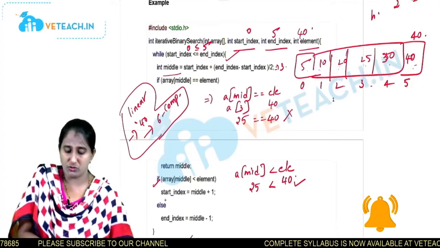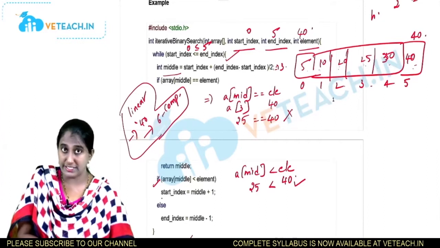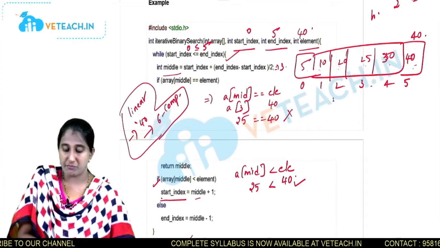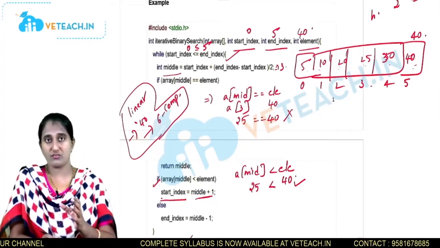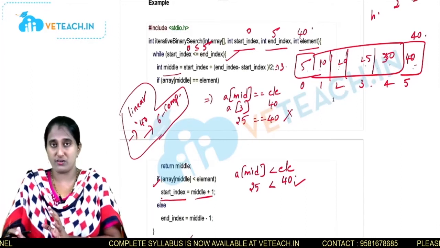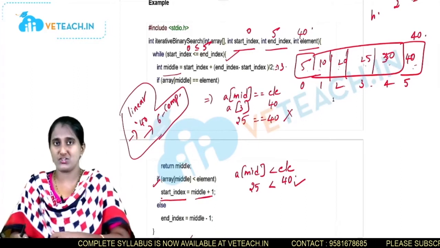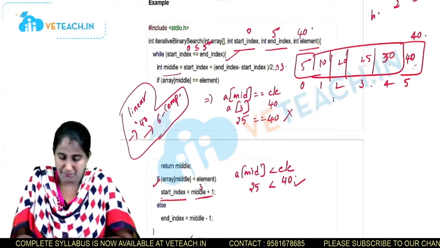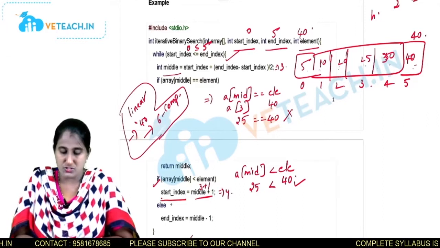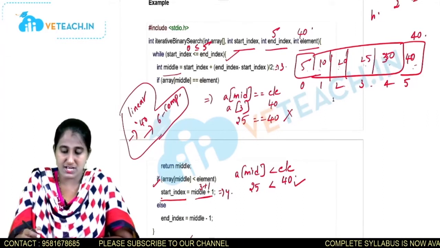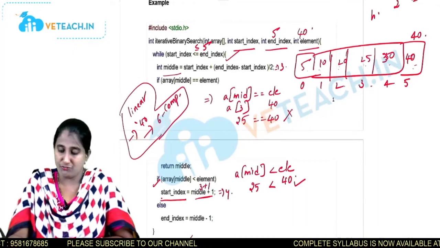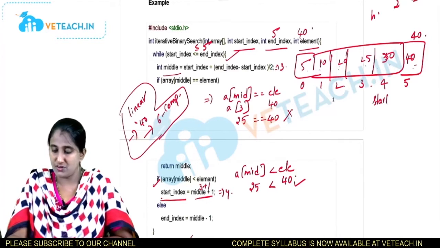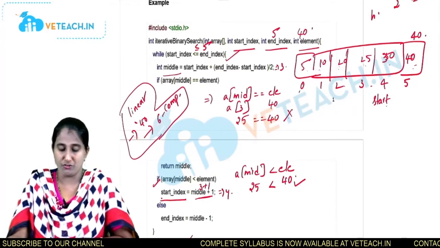Now what do we have to do? We have to change the indexes. Which index do we change? We change the start index to mid plus 1. So what we are doing here is skipping comparisons, isn't it? Mid plus 1 means 3 plus 1, so 4. The start will be changed from 0 to 4.